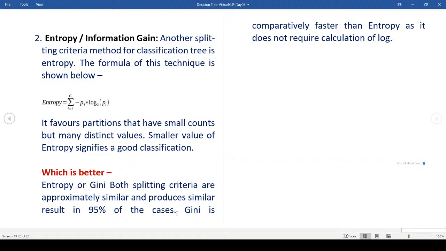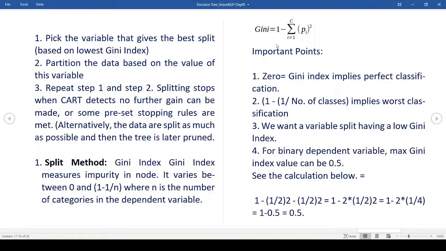But sometimes the Gini index performs really well, comparatively faster than entropy, because it doesn't require a calculation of log. When you do the log, the value can change exponentially, because the logarithm itself will multiply your values, or sometimes it reduces your values. But if you don't do any kind of logarithm and just use the simple formula, then there is a high possibility you reach maximum efficiency.